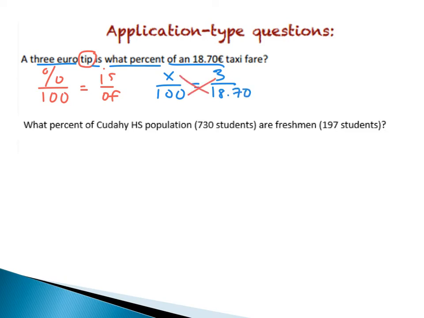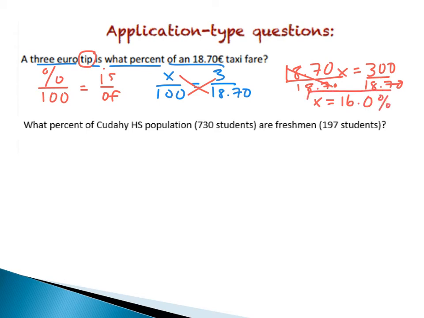Cross multiply, and you get 18.70x equals 300. Divide by 18.70. And this is going to tell you the percent. Okay, so divide by 18.70. And that's going to tell you that X is going to equal 16.0. Okay, now lastly, remember that this is a percent, so that's a 16.0%. So that means you left about a 16% tip.